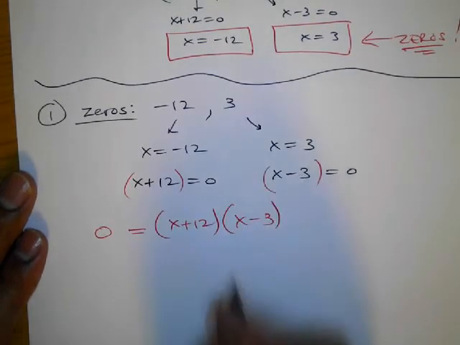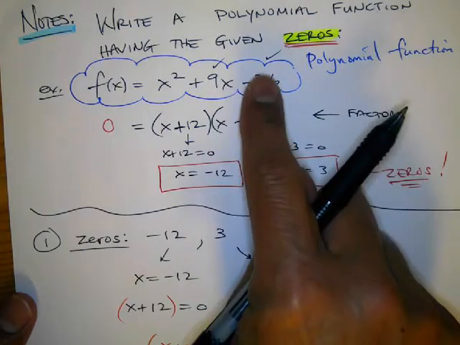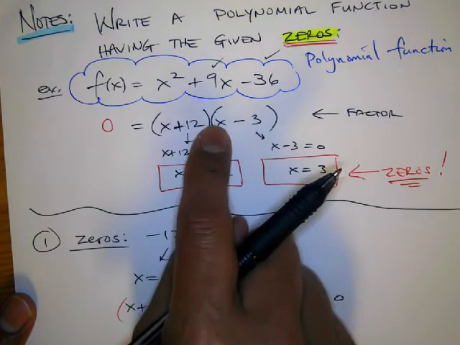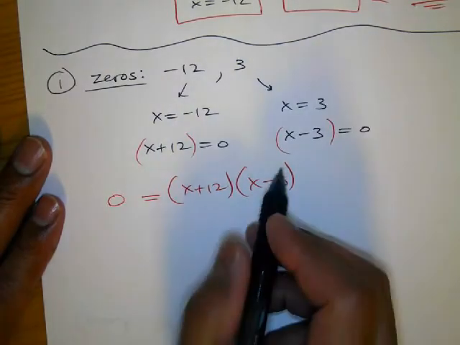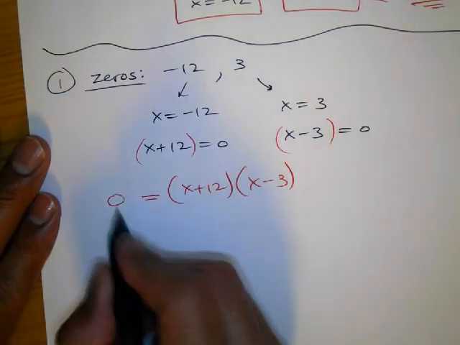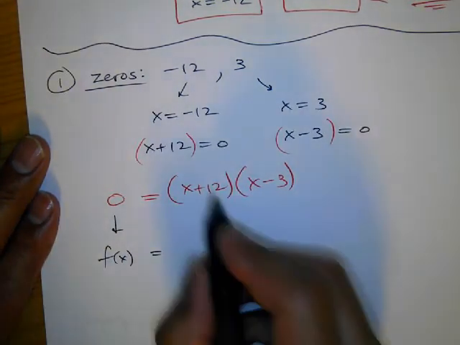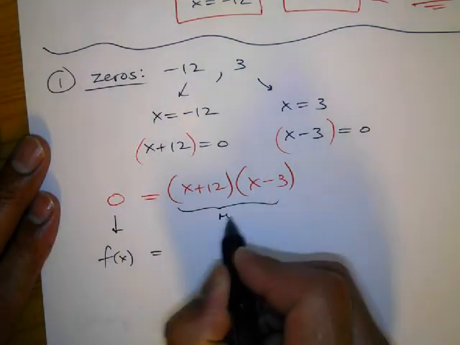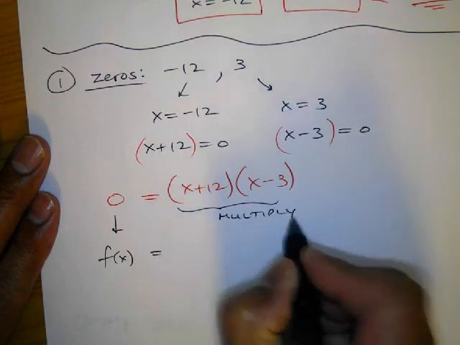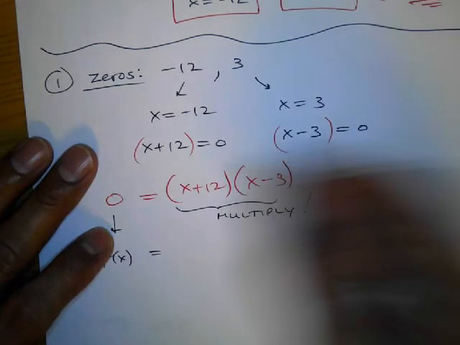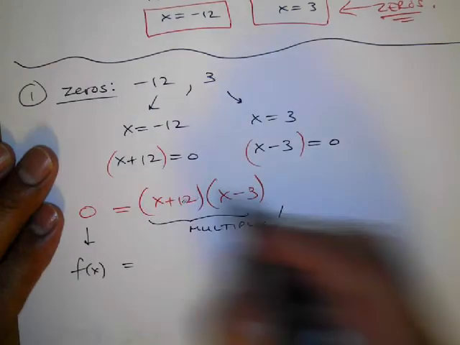And then how do you find the function? Well, easily. Here you had a factor, but now once I have this, I just multiply these. I multiply this out to get the polynomial function. So this is the zeros that I started with, but I want to get my function. I put f of x back there. And now we multiply this. You gotta multiply this to get the polynomial function.